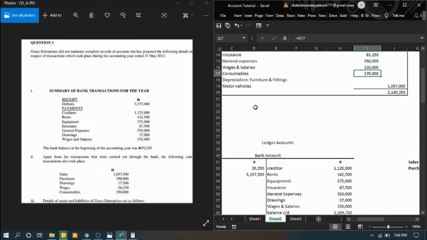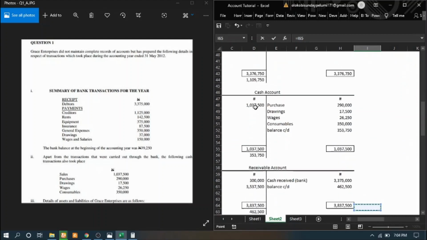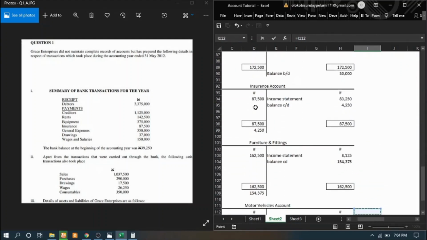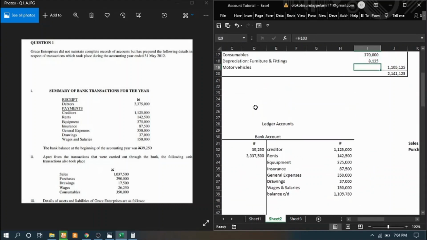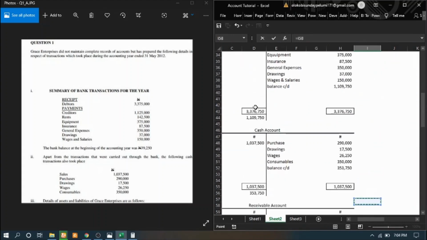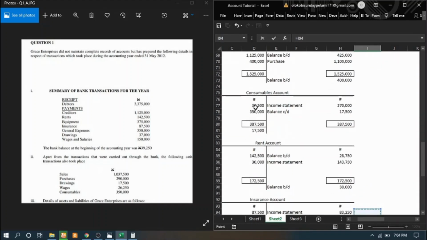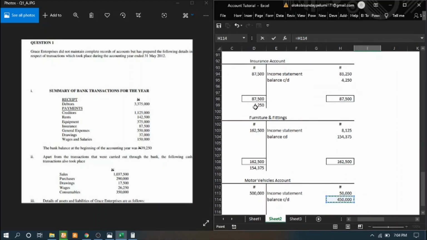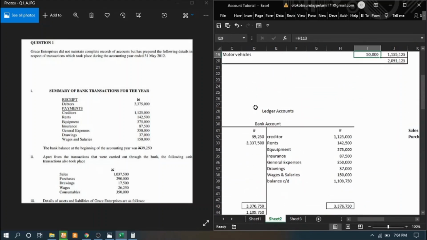Now depreciation of furniture and fittings. Let's go and check that in the furniture and fittings account. Okay, so this is the amount that will come as depreciation. Do not mind the Excel, you should just be looking at the workings and how we check it and put it there. Now we have motor vehicle. This is the amount of depreciation for motor vehicle.